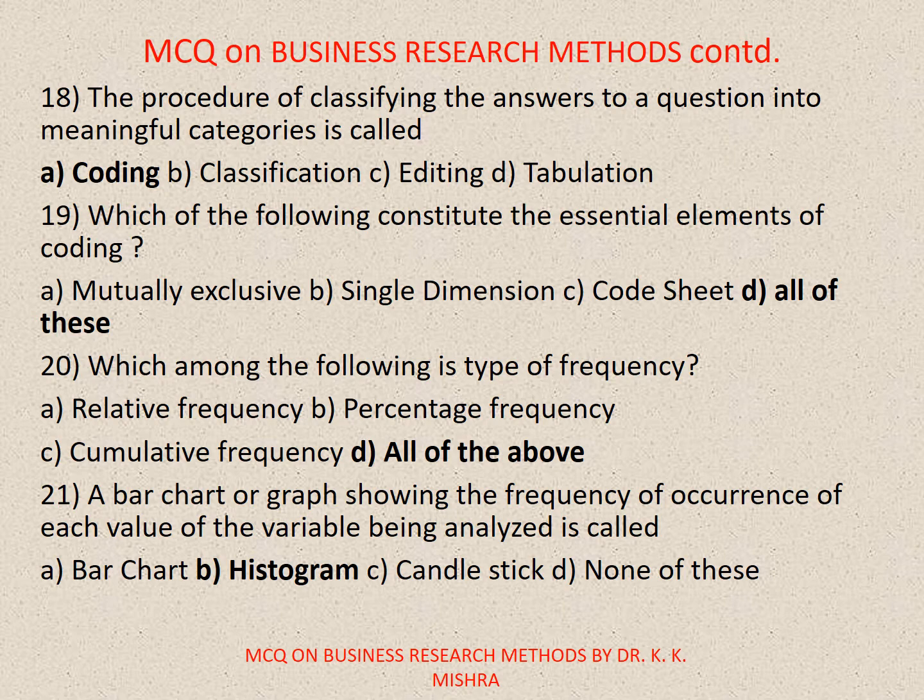Question number 19. Which of the following constitute the essential elements of coding? Options are A. Mutually exclusive, B. Single dimension, C. Code, D. All of these. Correct option is D. All of these.